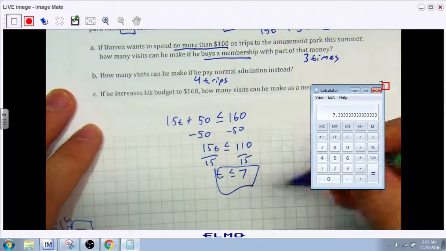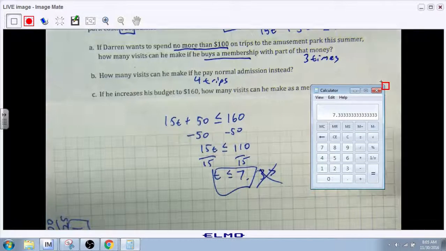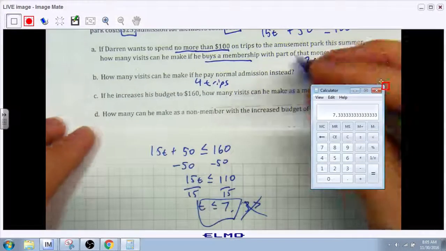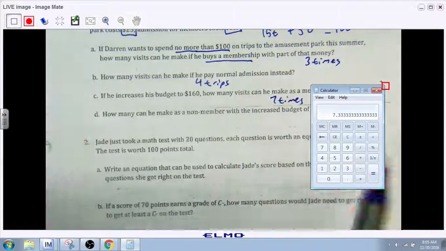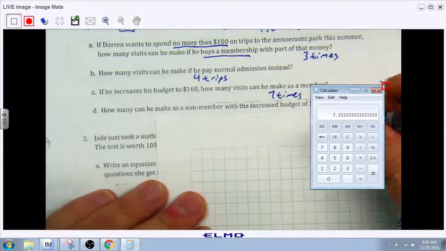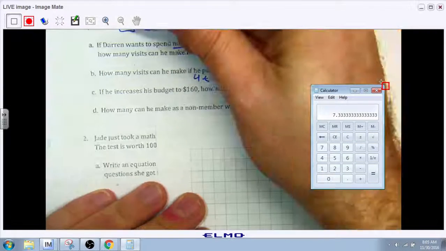7.33, but then again, just as before, we have to drop the 0.33 because you can't go to the park 3.33 times, 7 times. And so as a non-member with a budget of 160. So very similar, 160 is less than or equal to, but this time we're using the $25 number.